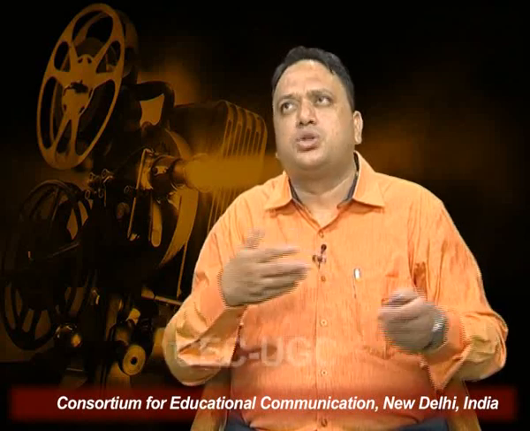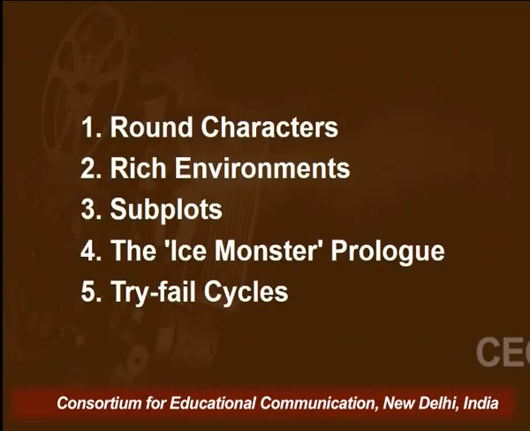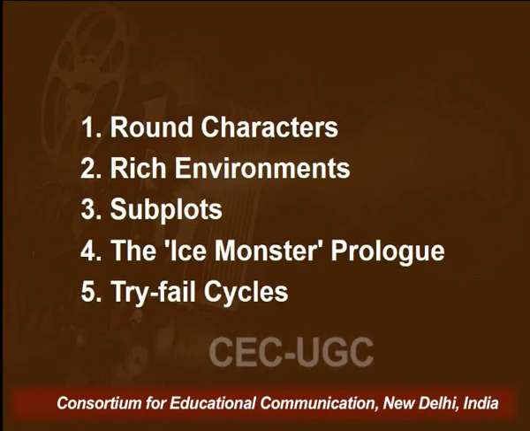We will be talking about a lot of other things in the next video, where we will be talking about characters. Though Dan Wells specifically talks about round characters, I'll be talking about what different sorts of characters we have. One is a round character, as you can see. Then you have other characters like dynamic characters, flat characters, and static characters. So simply saying the word character will not suffice. We really have to understand different sorts of things. So: round characters, rich environment, subplot, the ice monster prologue, and the try-fail cycle. This is beyond the 7 points.